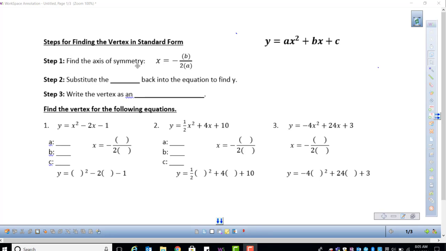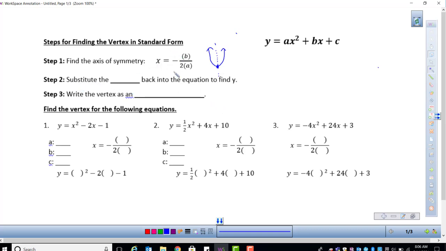Find the axis of symmetry. X equals negative b over 2a. That is the formula that we use every time we find the axis of symmetry. Remember that the axis of symmetry is that imaginary line that goes right through the vertex. It's in the middle where it's symmetric on both sides.